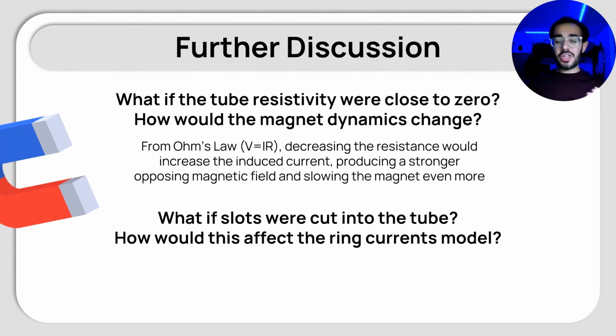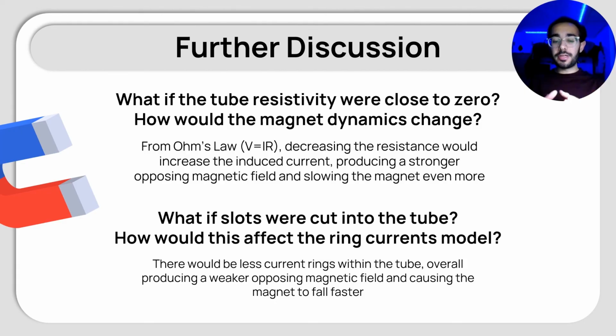Next, what if slots or holes were cut into the tube? How would this affect the ring current model? Well, there would be less current rings within the tube, and this would overall produce a weaker opposing magnetic field and cause the magnet to fall even faster.